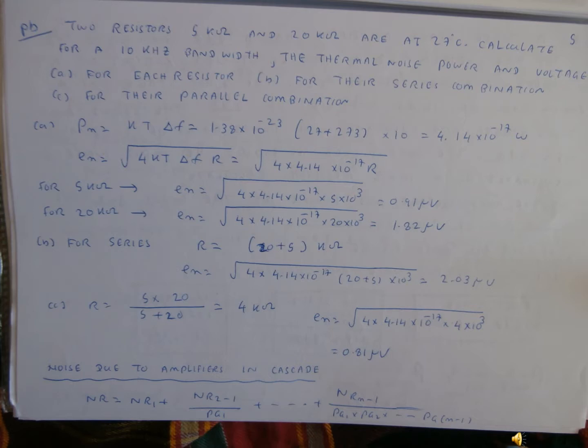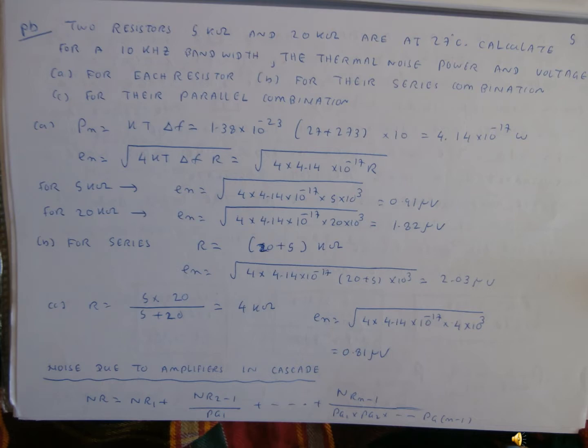For the 20 kilo ohm, E n equals the square root of 4 multiply 4.14 multiply 10 power minus 17 multiply 20 multiply 10 power 3, so you get 1.82 microvolt. For the series combination, resistance is 20 plus 5 kilo ohm, and E n equals the square root of 4 multiply 4.14 multiply 10 power minus 17 multiply 20 plus 5 multiply 10 power 3, so you get 2.03 microvolt. The parallel resistance is 5 multiply 20 divided by 5 plus 20, so you get 4 kilo ohm. E n equals the square root of 4 multiply 4.14 multiply 10 power minus 17 multiply 4 multiply 10 power 3, so you get 0.81 microvolt.